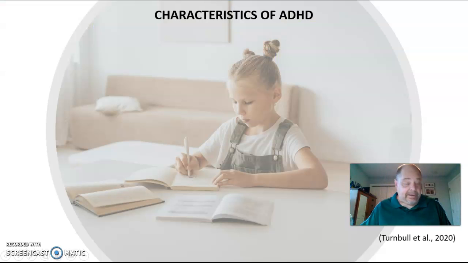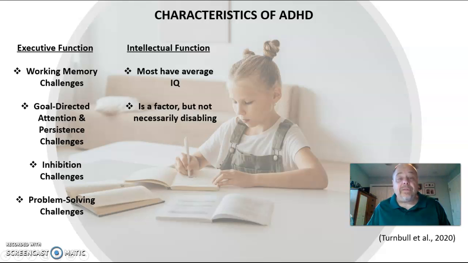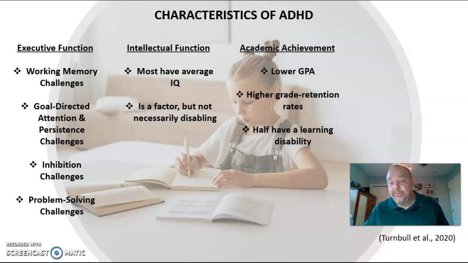Now, the characteristics of ADHD. What are we going to be looking for? And this is according to our text. First, we'll talk about executive function. They will have problems with working memory challenges, goal-directed attention and persistent challenges, inhibition challenges, and problem-solving challenges. All those are characteristics of ADHD when it comes to executive function. Now, the intellectual function, most of these students will have an average IQ. Not surprising. They'll have an average IQ, may be a little bit lower than their brothers or sisters by a few points if they come from a family, but most have an average IQ. It is a factor, but not necessarily a disabling factor when it comes to ADHD.